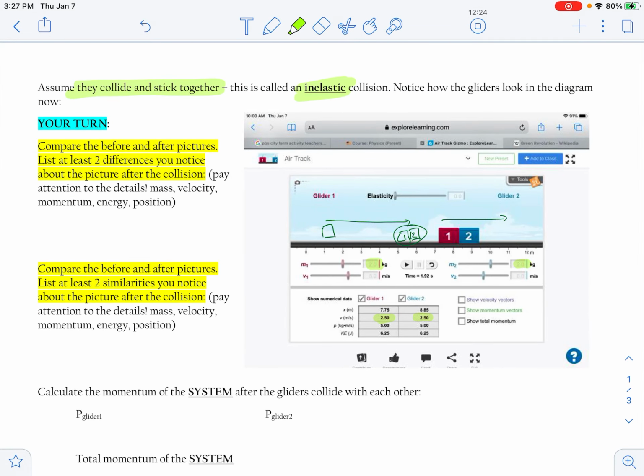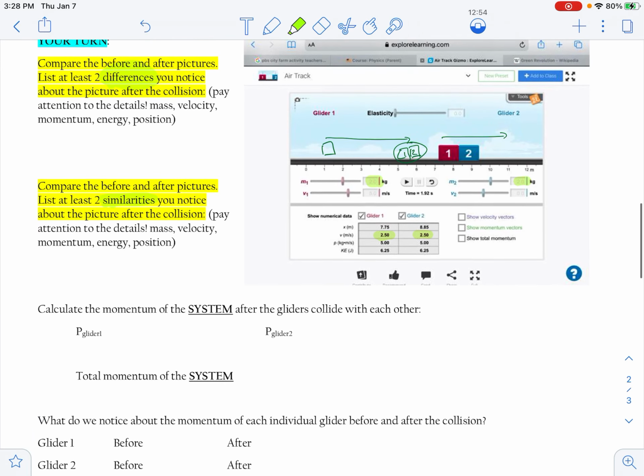All right? So over here, it's going to be your turn again. This first one says, compare the before and after pictures. List at least 2 differences. This one says list 2 similarities. So I want you to pause the recording again, list your differences and similarities, and then we will go on. All right, hope you put your similarities and differences on there.